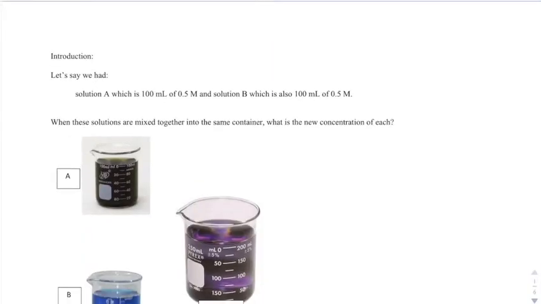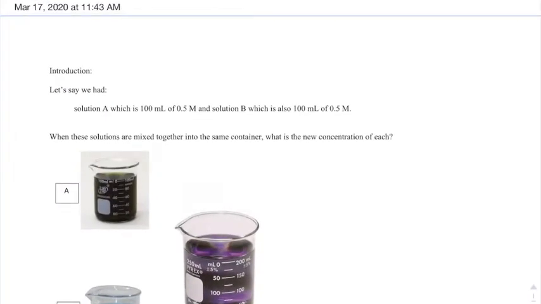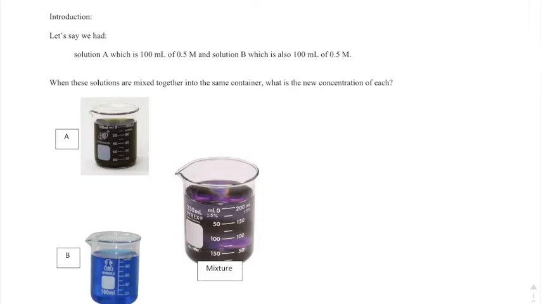We are going to see if we can do a screen recording of our lecture on acid-base interactions. Now, the first part about this is to make sure that we know what happens when two solutions are added together. They're going to dilute each other.